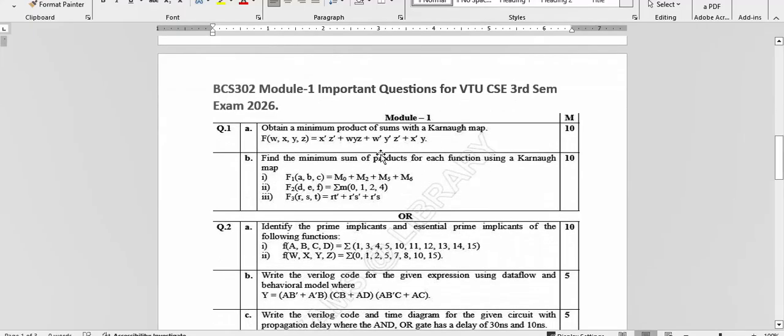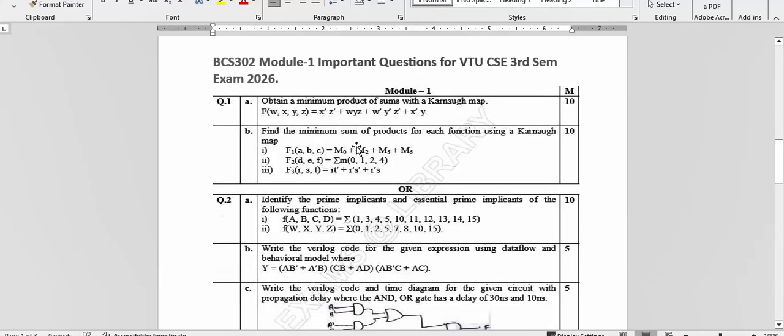Next is again a repeated question: minimum product of sums with K-map. Okay, K-map is nothing but the same. Sometimes in full form they will ask, or sometimes in short form they will just write K-map. That is one and the same. So K-map is a fixed question. Next, minimum sum of products for each function using K-map.